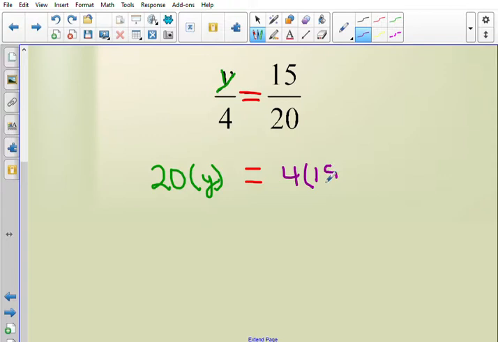Again, the first ones I'm writing down. In the future you will not, because you're going to have the original problem written down. So on the left hand side I get 20y equals, then I'm taking 4 times 15. That gives me 60.